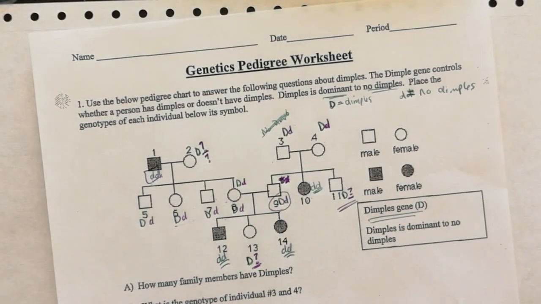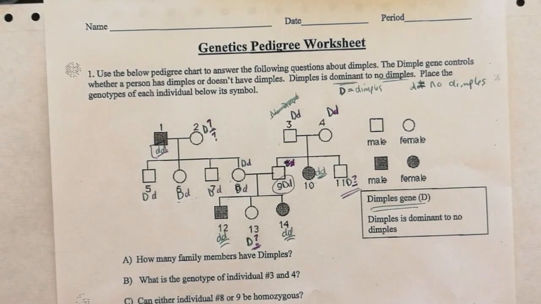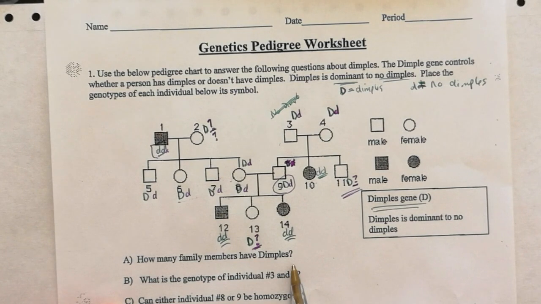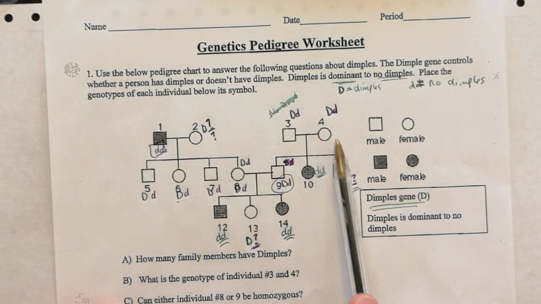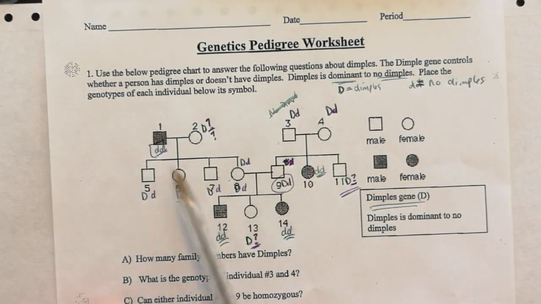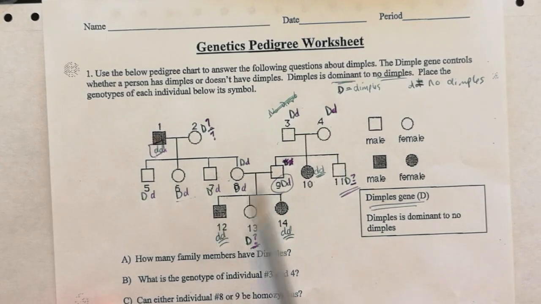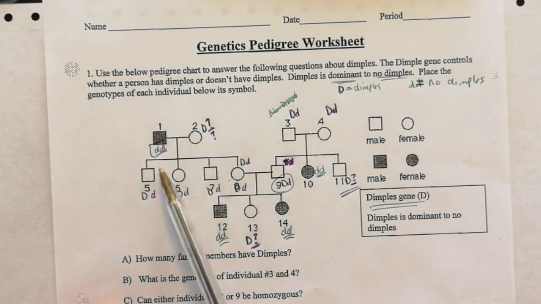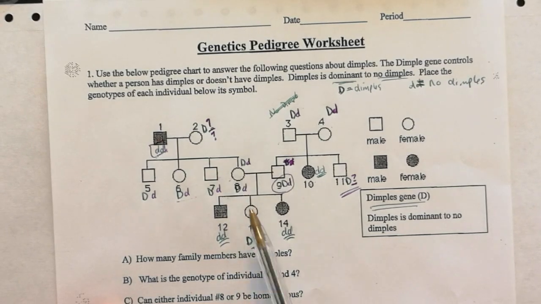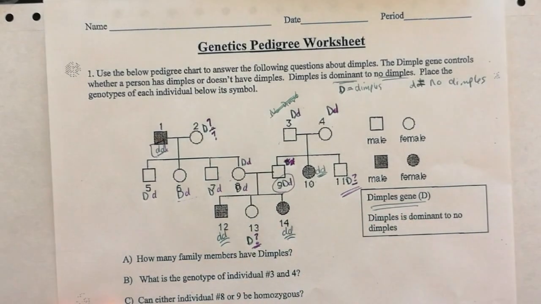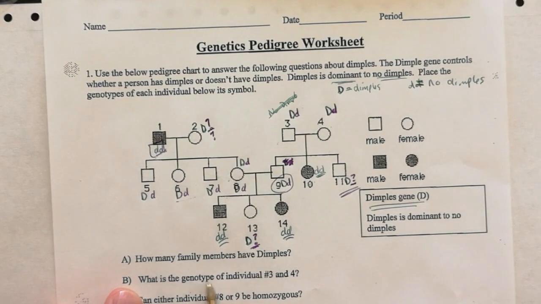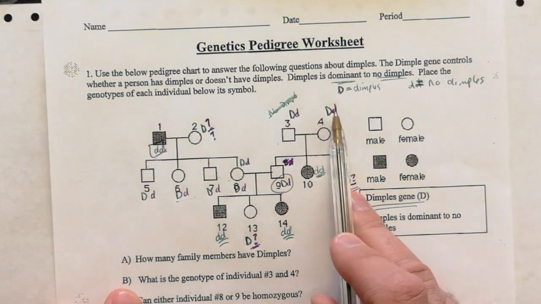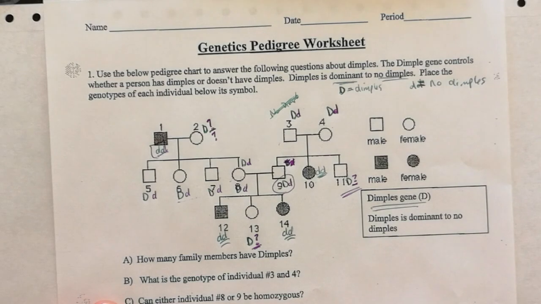So in this particular pedigree, where it says, how many family members have dimples? We know dimples is dominant. So that means that all of the shaded boxes are no dimples. All of the unshaded boxes are dimples. So we have 1, 2, 3, 4, 5, 6, 7, 8, 9, 10. So we have 10 individuals with dimples. What is the genotype of individuals 3 and 4? Well, they're both heterozygous.